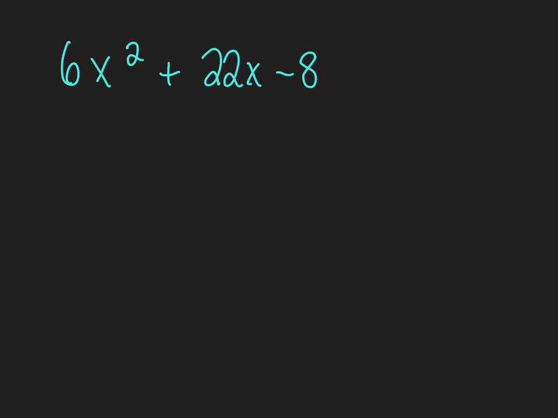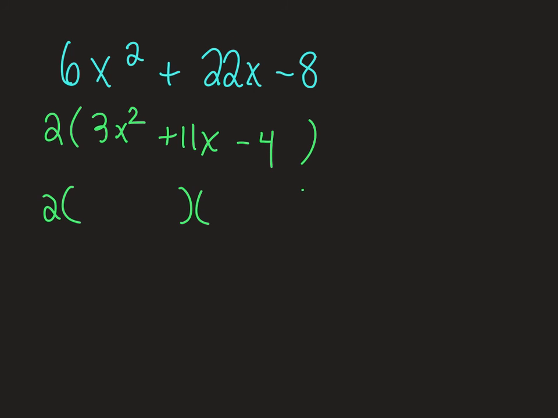What can you take out of this polynomial? What is the greatest common factor? Greatest common factor is 2. What's left? 3x squared plus 11x minus 4.